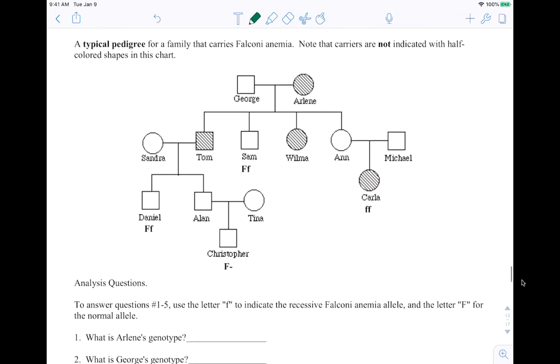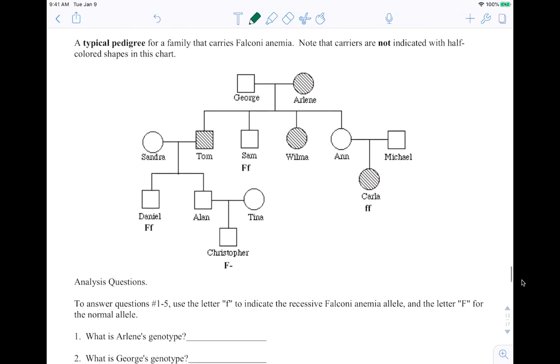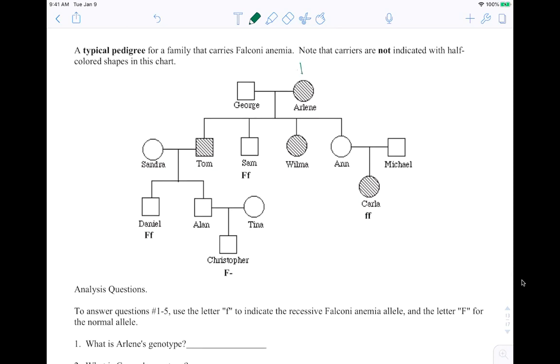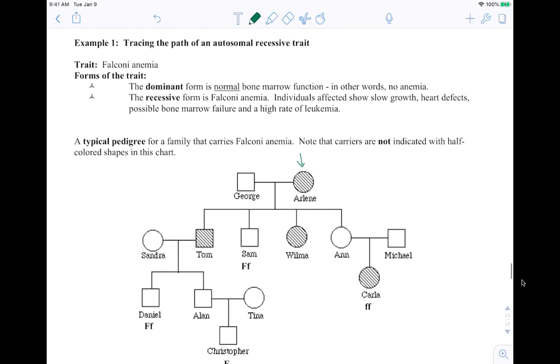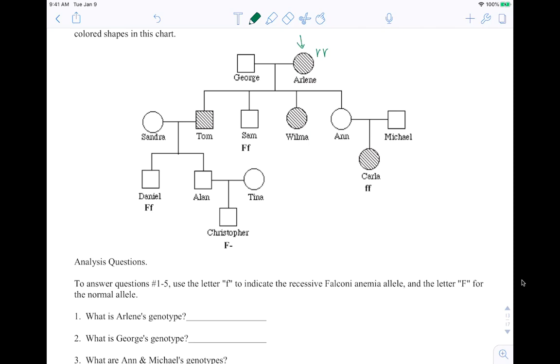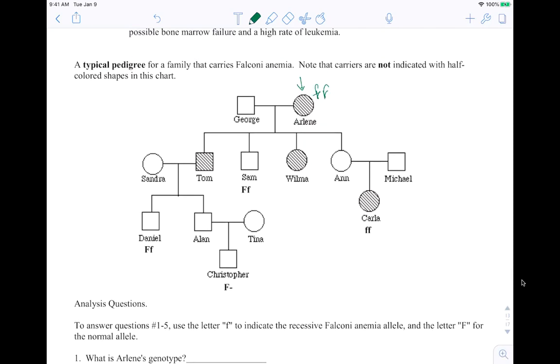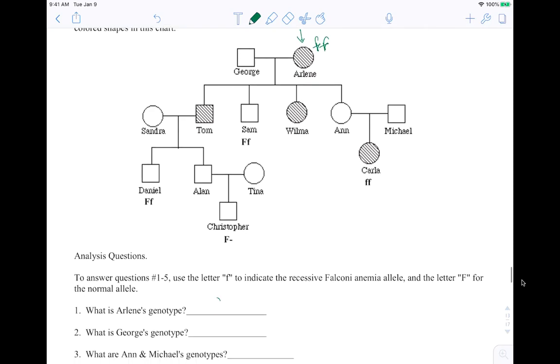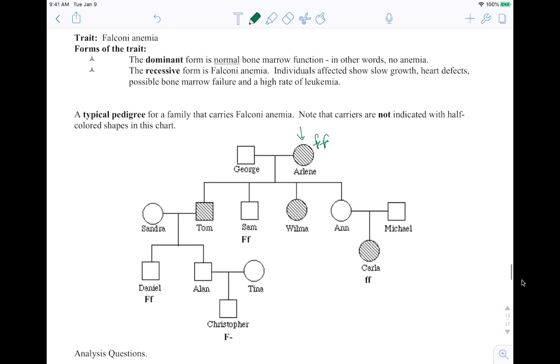So we'll look at this example. It wants to know what Arlene's genotype is. So Arlene is here. She's colored in. Okay, so the carriers in this are not indicated with half circles. So what are we dealing with? This is a dominant is normal, recessive is the anemia. So she has to be recessive. She has to be, because she has the trait. Oh, it says to use the letter F, my bad. She has to be recessive because she has the trait. And up here in the question, it tells you that it is a recessive trait called anemia.